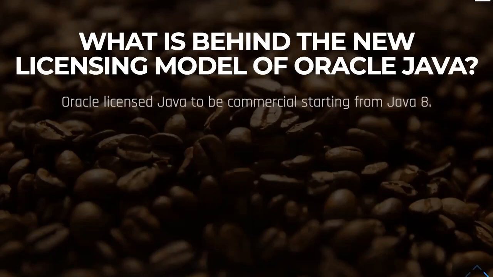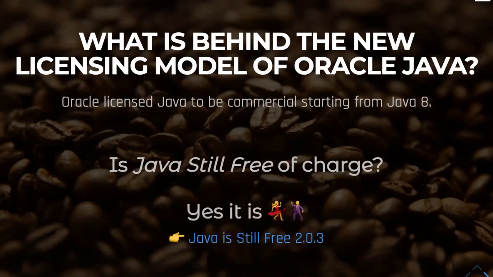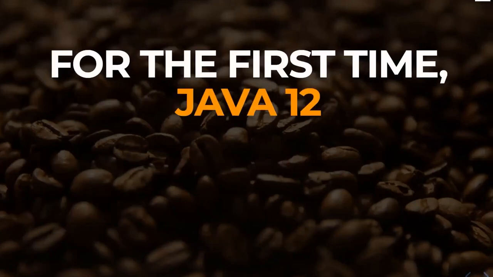So what's behind the new license model of Oracle, as I told you? And the question is, is Java still free of charge? Yes, it is. You can access this link and you'll find a big list of all the names that provide OpenJDK as an implementation, long-term support, and free versions of long-term support from big names. So don't worry, you can still use Java, and Java is still innovative, and we are going to bring more.